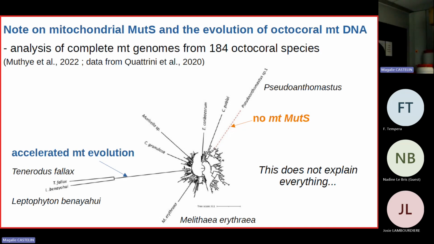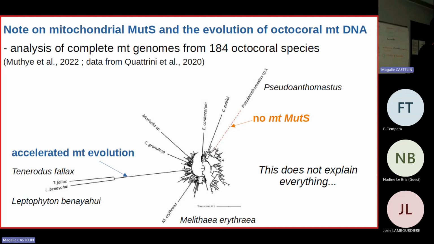And remember also that you have other species. I talked about sponges, some hexacorals, for example. You have other species which don't have mitochondrial mutase and which also have a low evolution of mitochondrial DNA. So I would say that this is part of the story, but this is not the whole story.